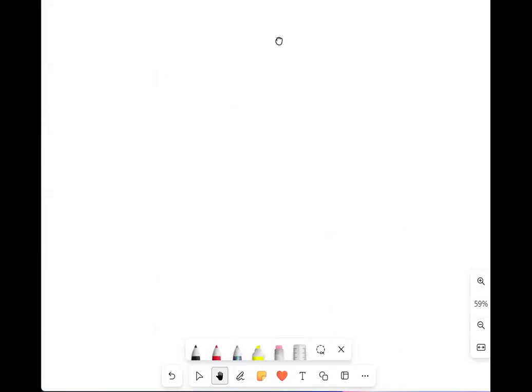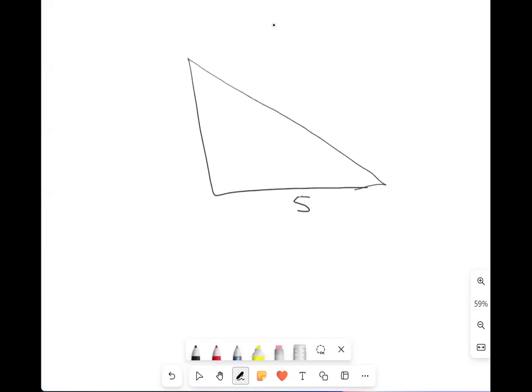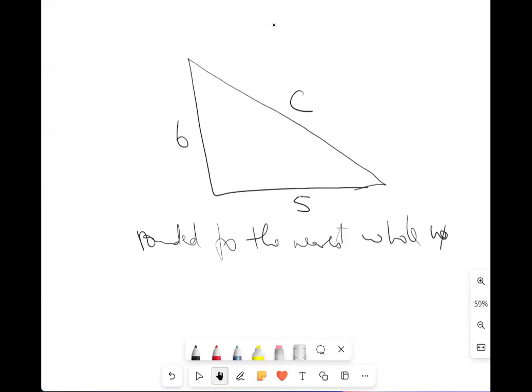Let's take another one. Maybe you have, let's use some horrible numbers now. So let's say this is 5, and this is 6. Find this side. Tell me the side C. Maybe round it to the nearest whole number. How will you get it?